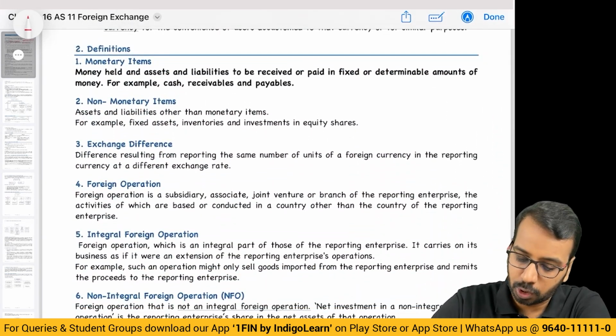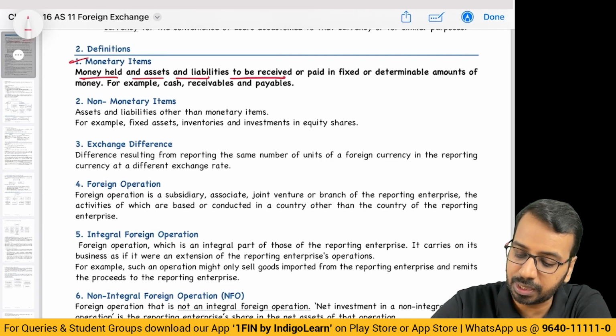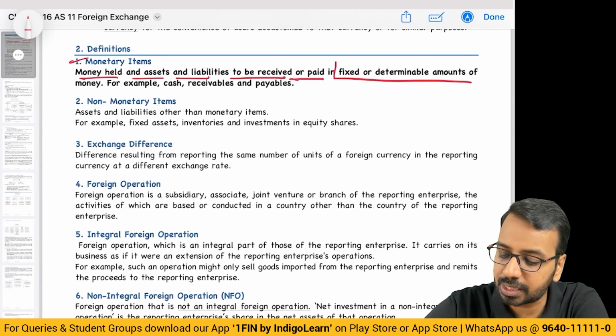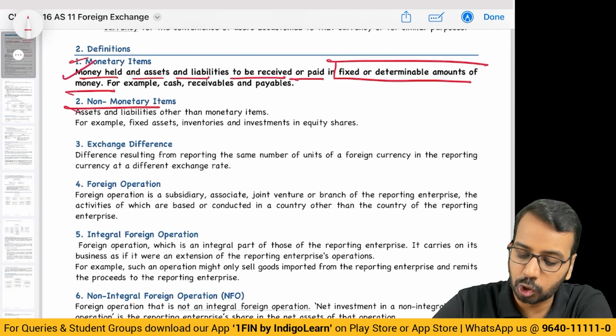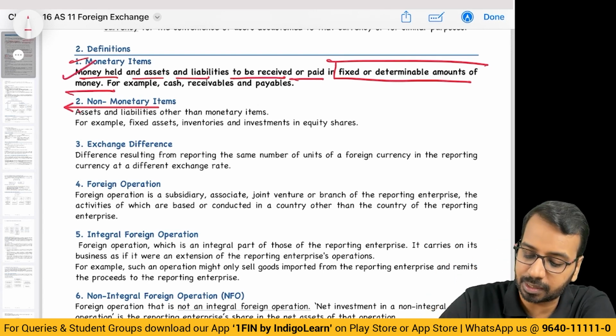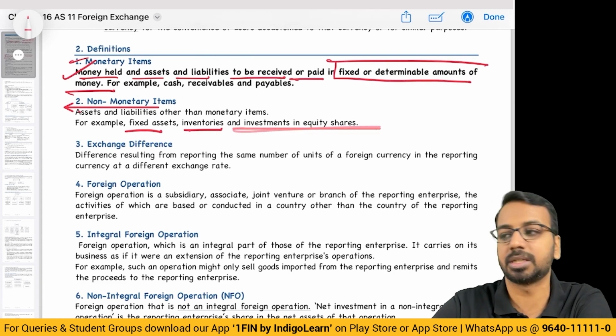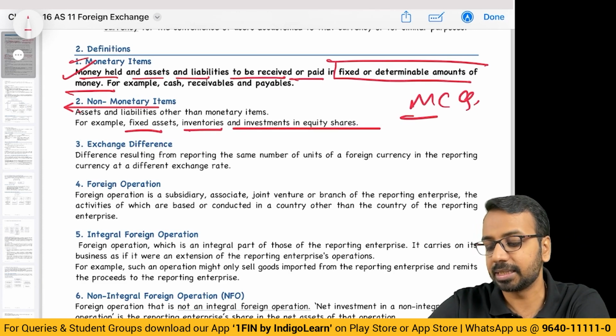Now, monetary items are money held and assets and liabilities to be received or paid in fixed or determinable amounts of money. This we already understood. Non-monetary items are items other than monetary items: fixed assets, inventories, investments in equity shares. This can be tested as an MCQ.